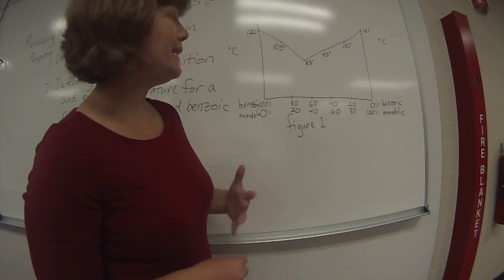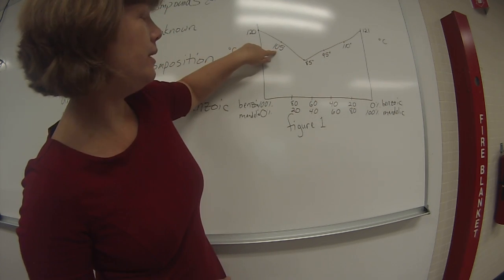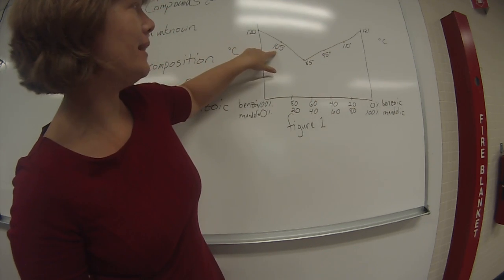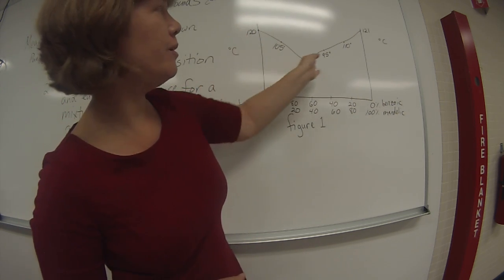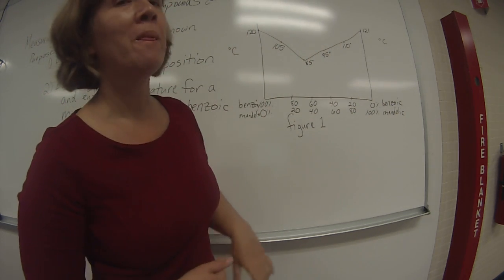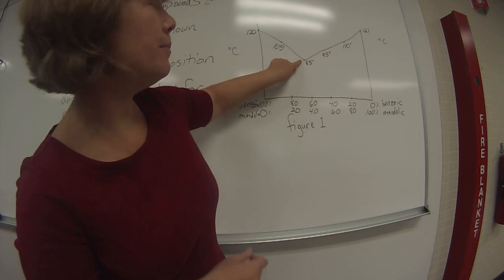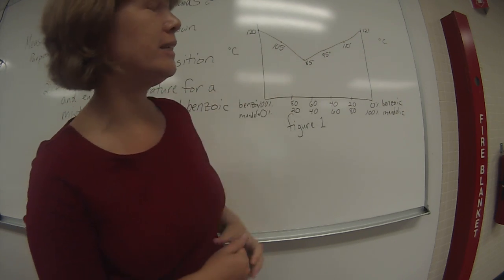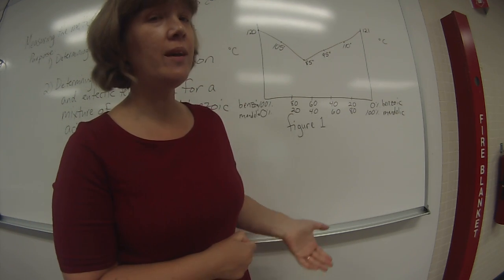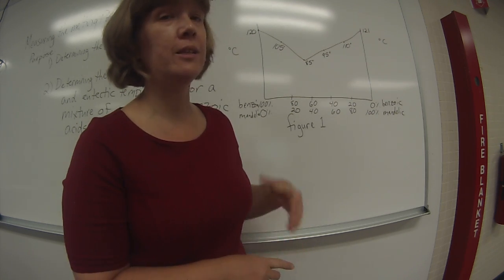So let's say that your data comes out to be this, where your 80% benzoic, 20% mandelic melts completely at 105 degrees, and then your other mixtures melt at these temperatures. So what this graph shows is that the lowest temperature of melting for any of these mixtures is 85 degrees Celsius. And so that tells you that the eutectic temperature is 85 degrees Celsius.